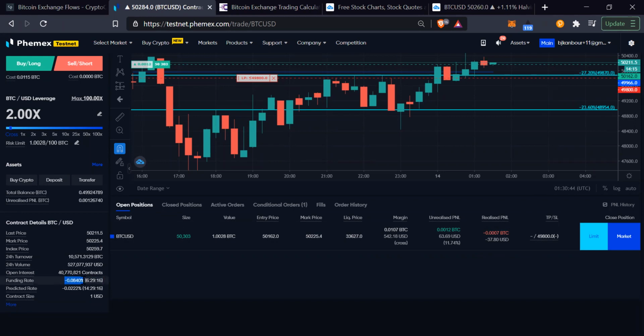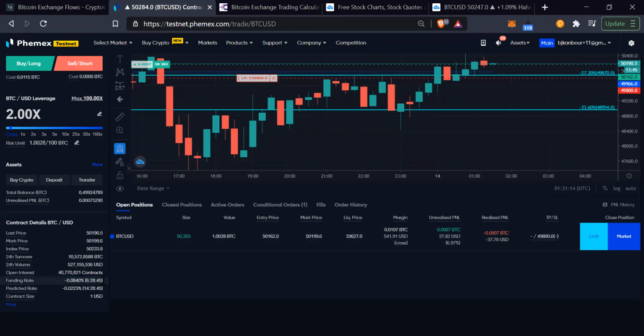Now, if this is a positive number, then it's going to be the opposite. So if it's negative, anybody that has a long position open is going to be receiving the fees from everybody who has a short position open. And so if you have a short position open, you're going to be paying a fee. If you're in a long position, you're going to be collecting a fee. And if this is positive, if you have a long position open, you're going to be paying a fee, and you're going to be paying that fee to everybody that has a short position open. Okay, so kind of important.